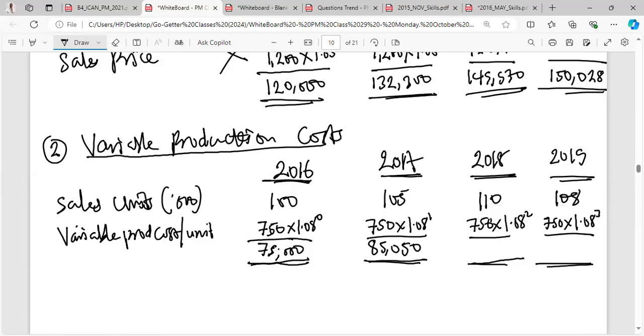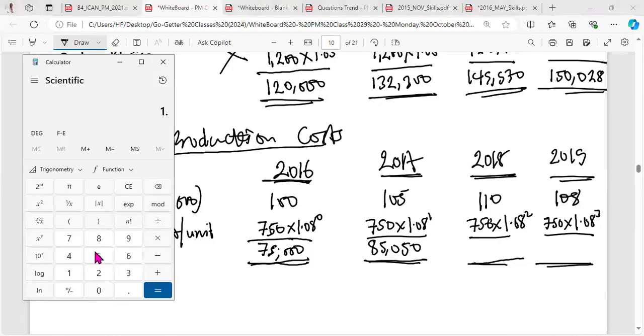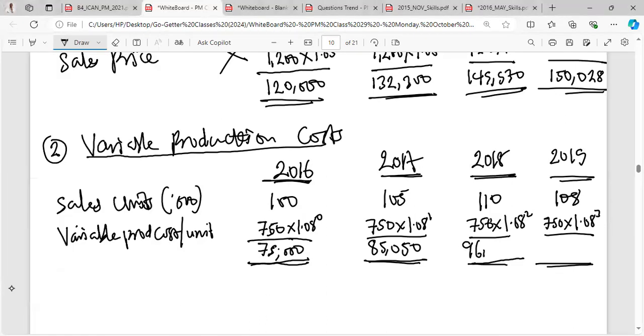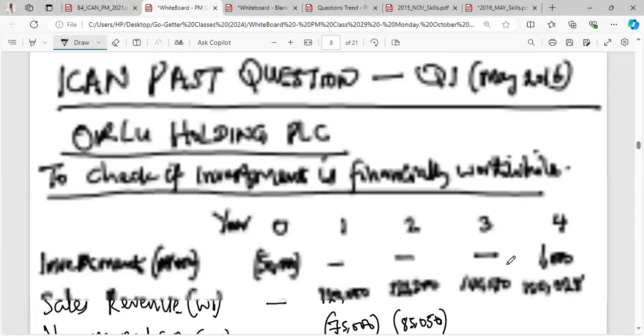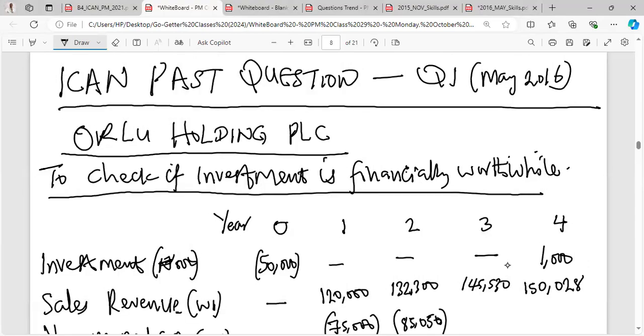The next one here will be 1.08 raised to power 2, then multiplied by 750 multiplied by 110. And that gives me 96,228. Take it again down here. 96,228.